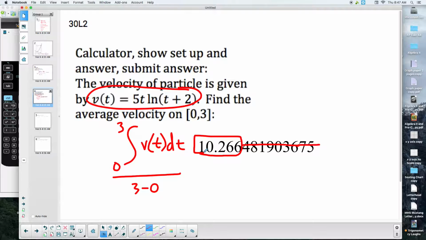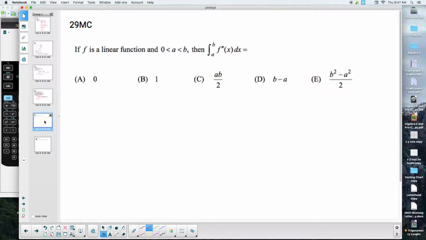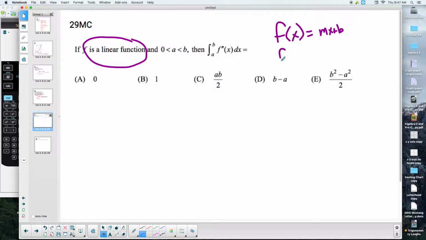All right, number 5. This one was a fun one. A few of you got this, but the rest of you kind of struggled with this. All right, so what we have here is a linear function. F of x is a linear function. Now, keep in mind that means that f of x equals mx plus b. Thus, the derivative is m.